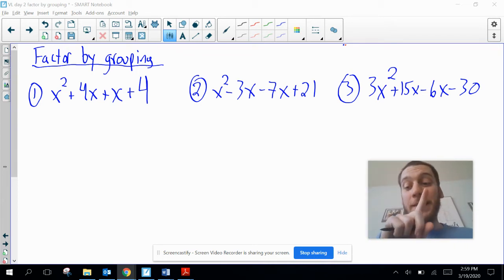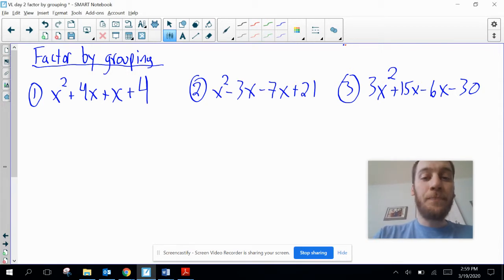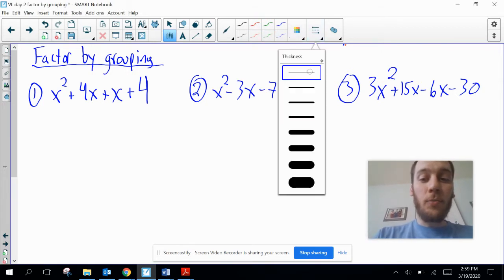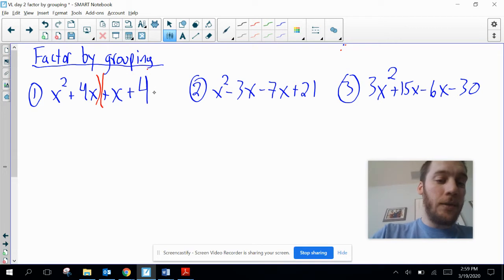First thing we gotta do, make sure it's in the right order. So we got the x squared term, then the x's, then the number. Once you got that, you got to look for a greatest common factor of the whole thing. Number one does not have a GCF, so then we go to our grouping. And so I'm going to group the first two, group the second two, and look for a GCF of each group. The first one, GCF is x over here.